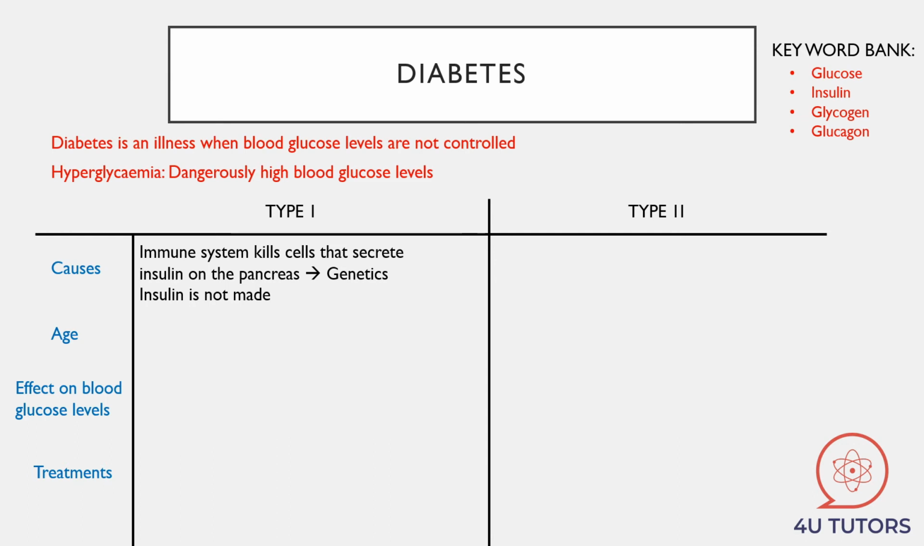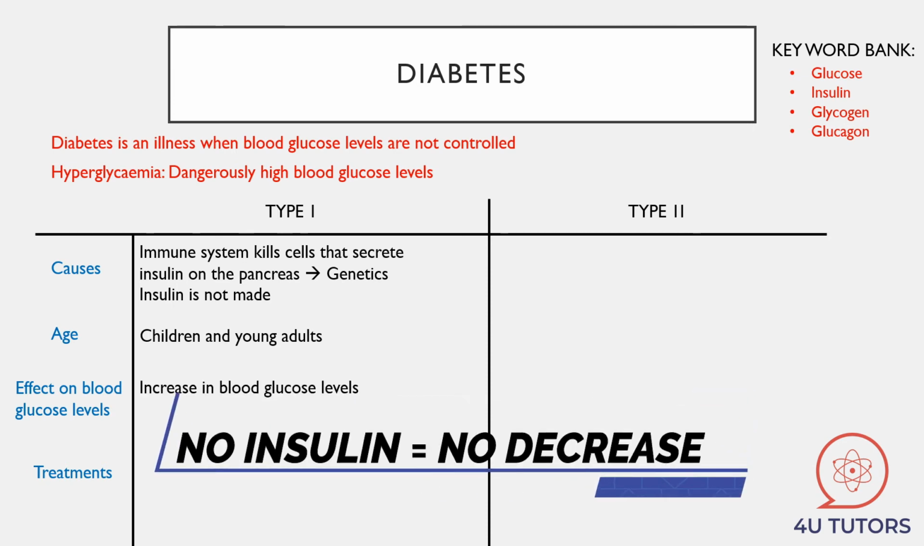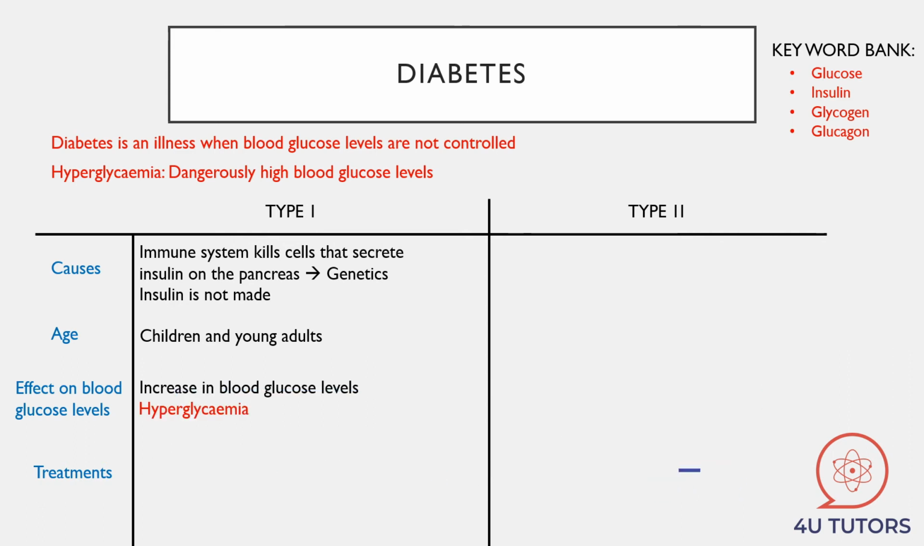As this is mostly genetic, it's very common in children and young adults. Remember that insulin is a hormone which decreases blood glucose levels. Therefore, type 1 diabetes causes an overall increase in blood glucose levels. This can eventually lead on to hyperglycemia, which we already established is dangerously high blood glucose levels. For those who suffer from type 1 diabetes, doctors prescribe insulin injections, which essentially introduces artificially produced insulin into the body, and this helps patients decrease blood glucose levels. Also, patients are encouraged to avoid carbs and exercise regularly.